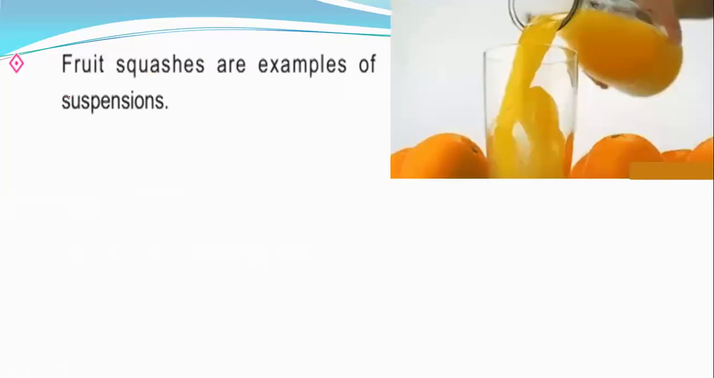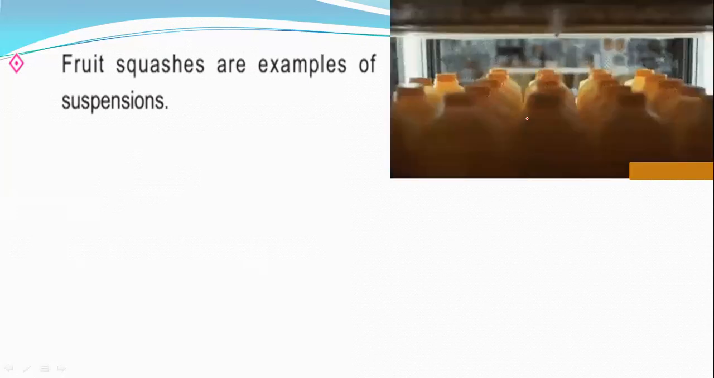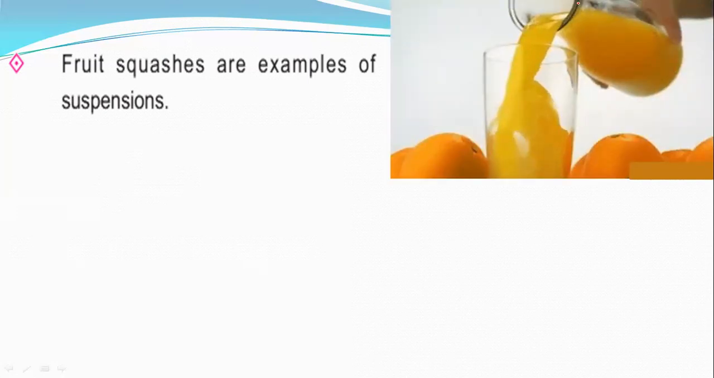Fruit squashes are examples of suspensions. They are thick and concentrated, especially the pulps and the squashes made from fruits. They have big particles and big portions of the fruit, so they are found in the form of suspension.